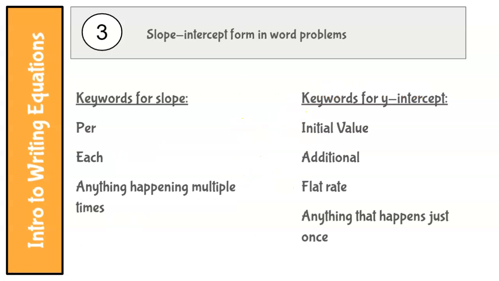Now, let's take a look at that in word problems. When you're looking at word problems, some of the keywords for slope are per and each. Anything that's happening multiple times is a keyword for slope. And the keywords for y-intercept would be initial value, additional, flat rate, anything that just happens once. It's just the starting point of the situation, and then we're going to add on or take away something for each thing that happens.